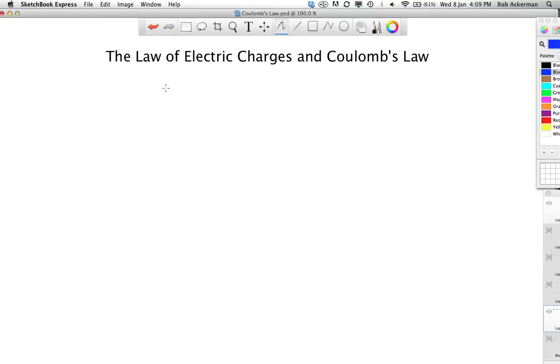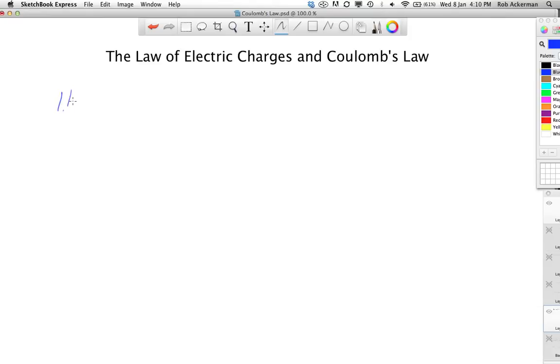Maybe as a kid you rubbed a balloon in your hair and you were amazed by how it stuck against the wall. Maybe you have a more sophisticated view of electric charges and you think of atoms and the protons and electrons that are in those atoms. Whatever the case may be, electric charges obey a certain rule. We call it the law of electric charges, and of course many of you are familiar with this. It says that like charges repel one another and opposite charges attract.